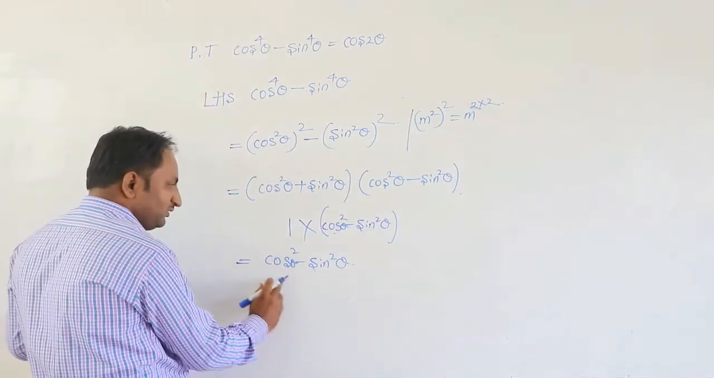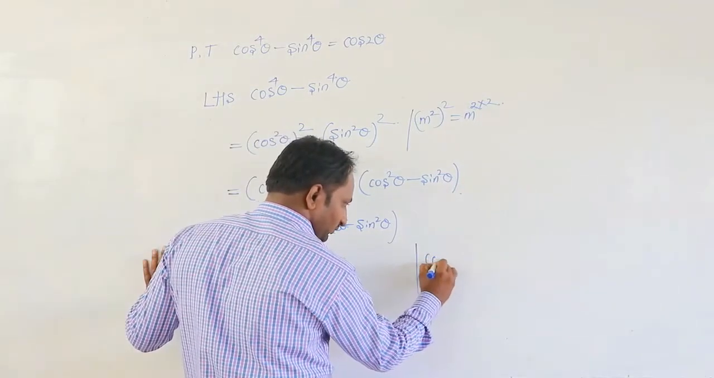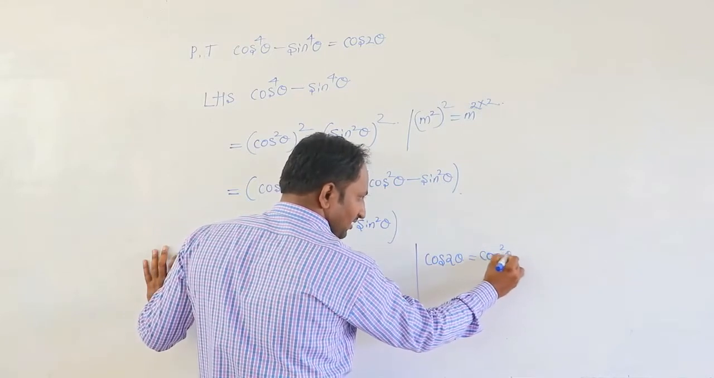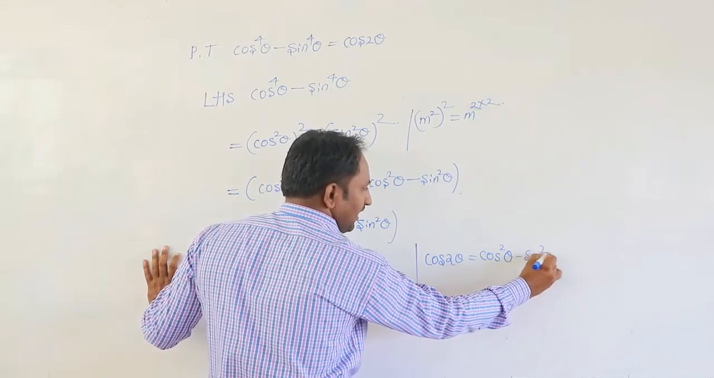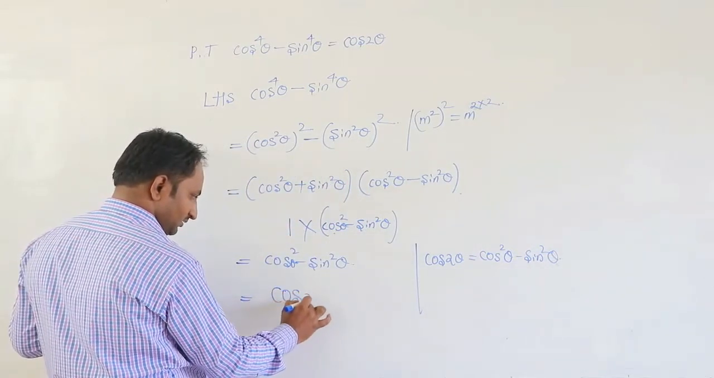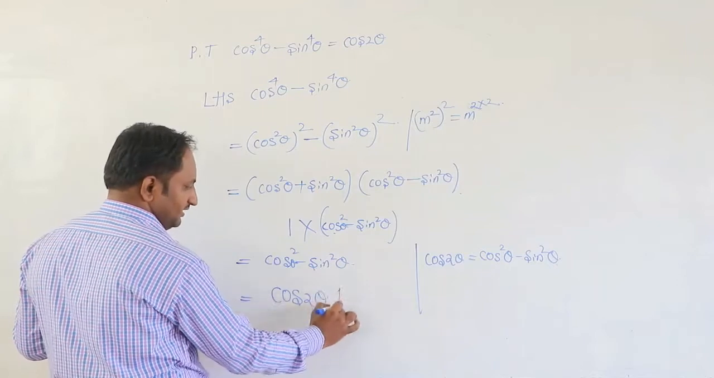Here we know the formula cos of 2 theta is equal to cos square theta minus sin square theta. Applying this result as cos of 2 theta. Cos of 2 theta, that is the RHS.